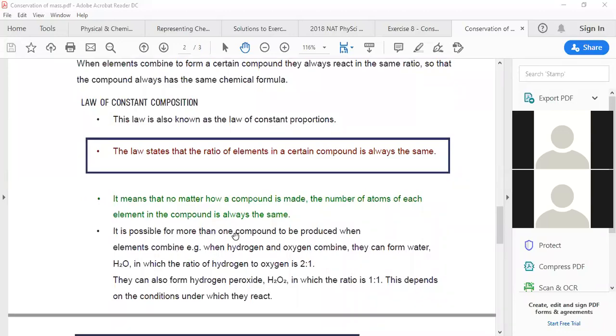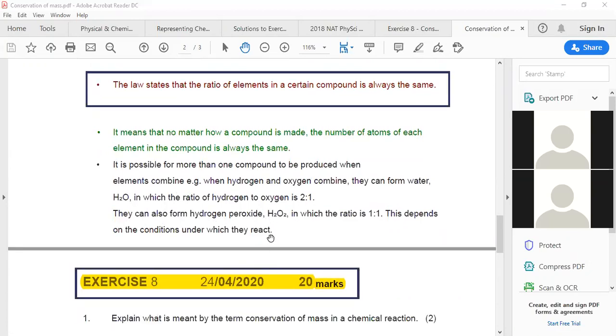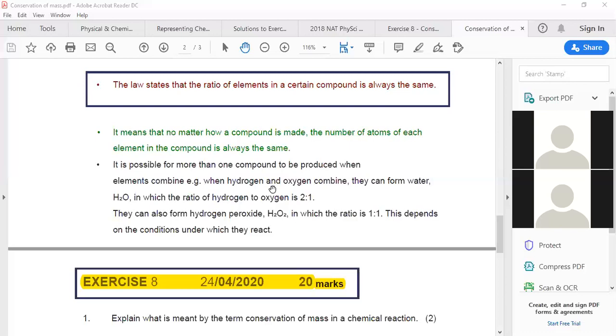It is possible for more than one compound to be produced when elements combine. E.g., when hydrogen and oxygen combine, they can form water. So the ratio will be 2 hydrogens to 1 oxygen. They can also form hydrogen peroxide where there are 2 hydrogens and 2 oxygens. So the ratio, when you simplify, becomes 1:1. Are you following? Right, so that depends on the condition. So this is the law of constant composition.